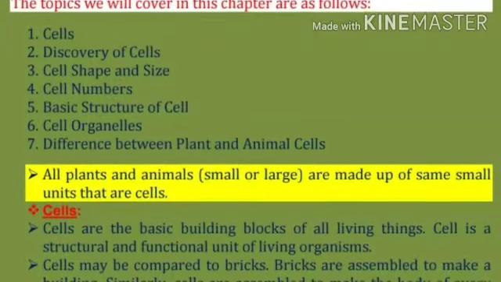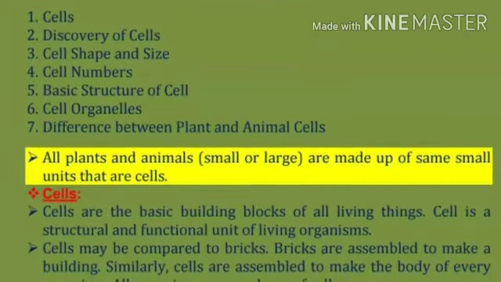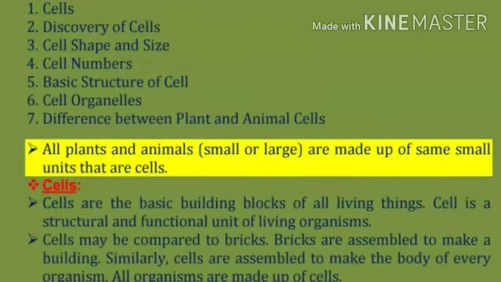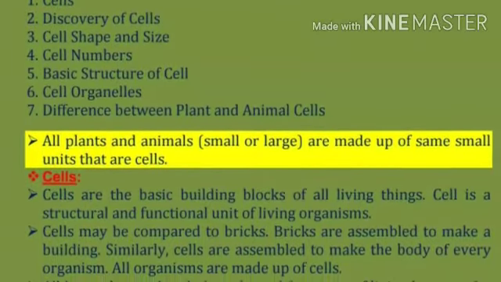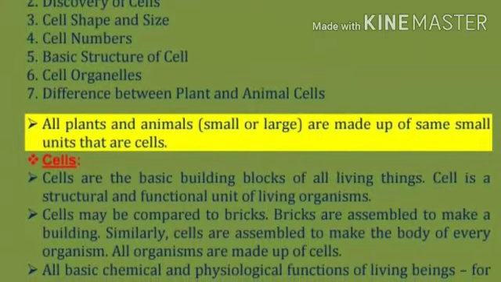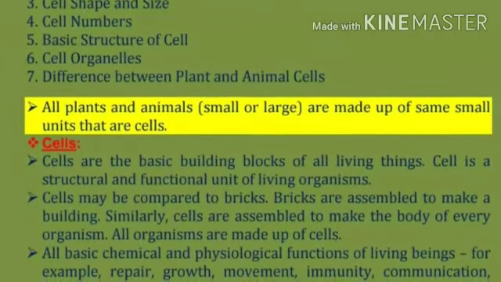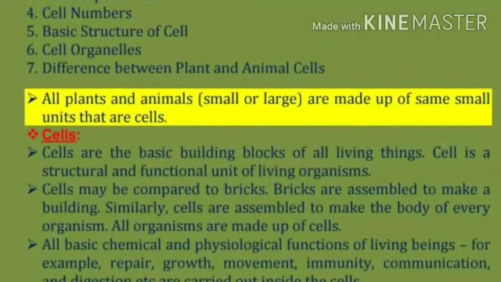All plants and animals, small or large, are made up of the same small units that are known as cells. Cells. What do you mean by cells? Cells are the basic building blocks of all living things. Cell is a structural and functional unit of living organisms.